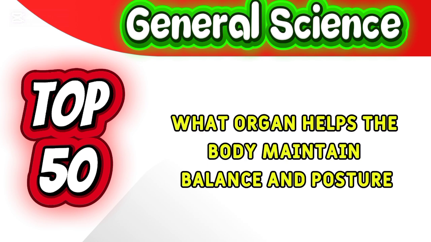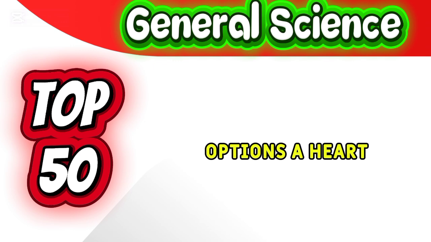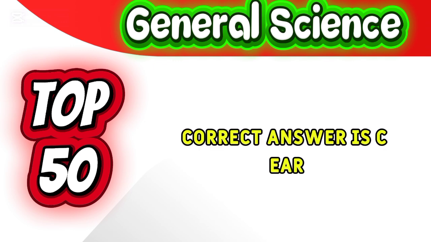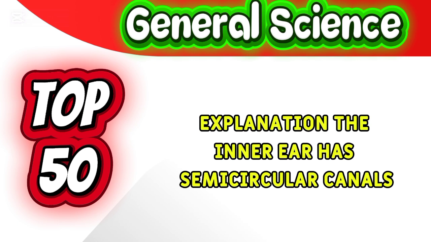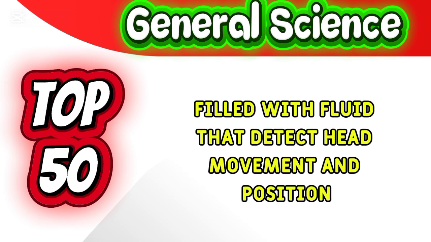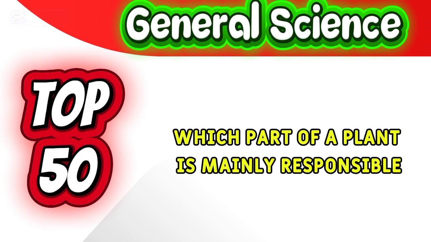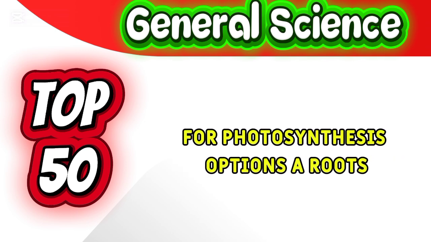19. Question: what organ helps the body maintain balance and posture? Options: A, heart; B, brain; C, ear; D, lungs. Correct answer is C, ear. Explanation: the inner ear has semicircular canals filled with fluid that detect head movement and position, helping the body keep its balance.